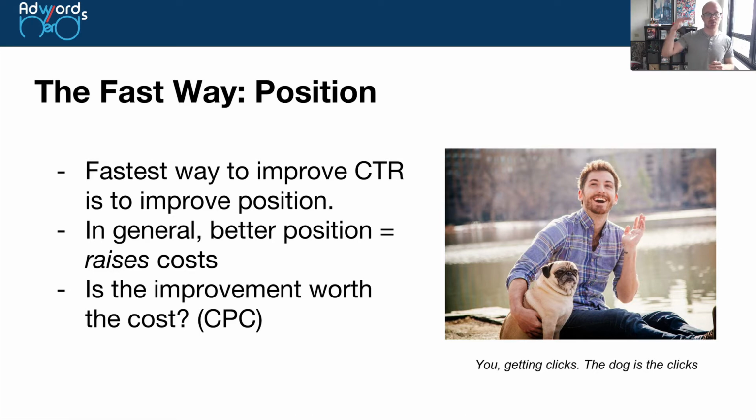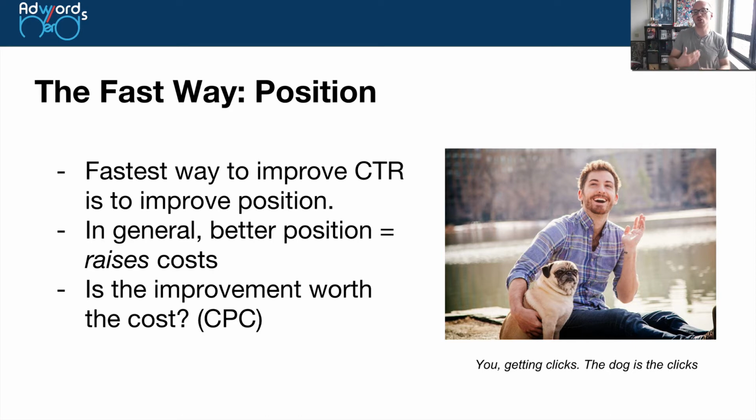If you're in AdWords and you're in position 2, the fastest way to get a higher click-through rate is to bump yourself up to position 1. If you're on Facebook and you're over on the right-hand side, the fastest way is to bump yourself up into the news feed. All right. Now, in general, with pay-per-click channels, the better the position, the more it's going to cost. So in AdWords, the top position is generally the most expensive one. In fact, it is always the most expensive one. And likewise on Facebook, the more central placements like the news feed tend to be more expensive than the right-hand side placements.